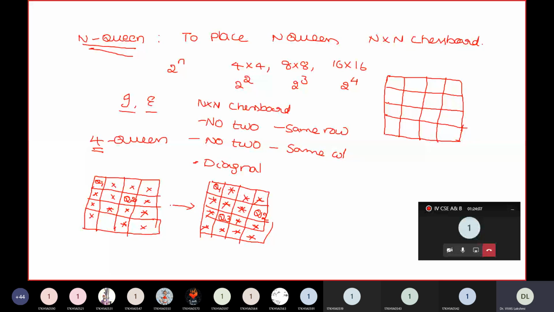When drawing the state space tree also, by considering explicit constraints we will draw the entire state space tree. After that, some of the routes are deleted by checking the implicit constraints.